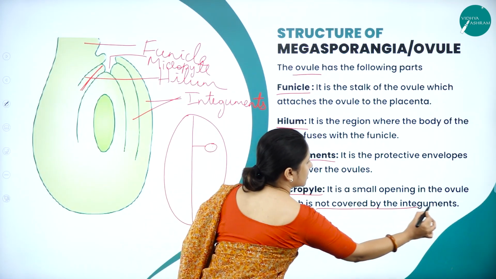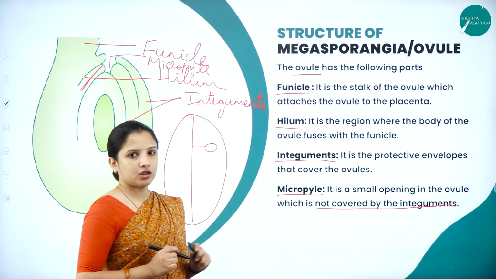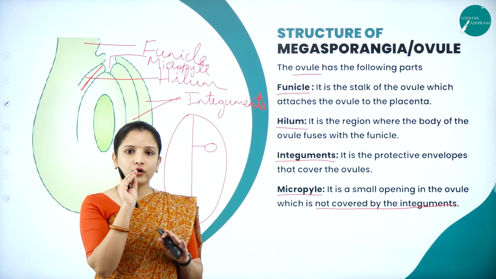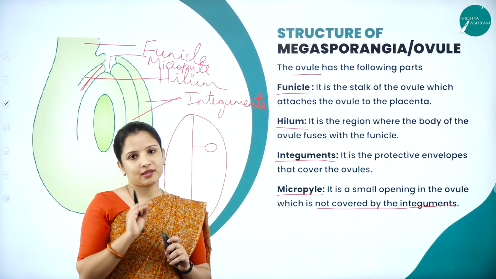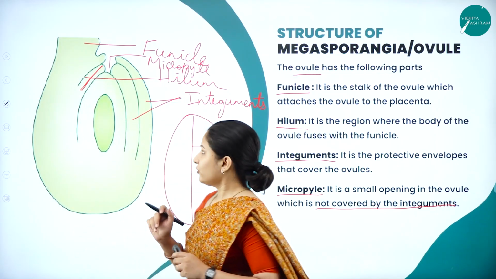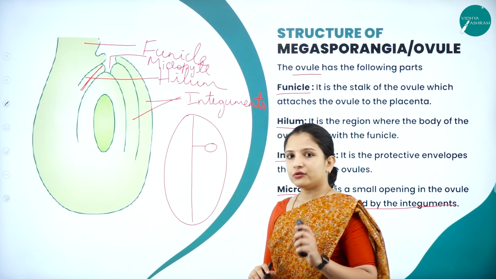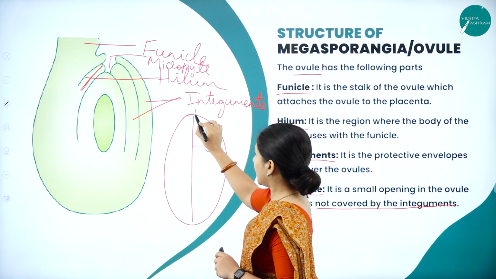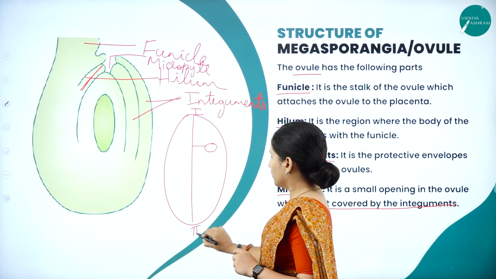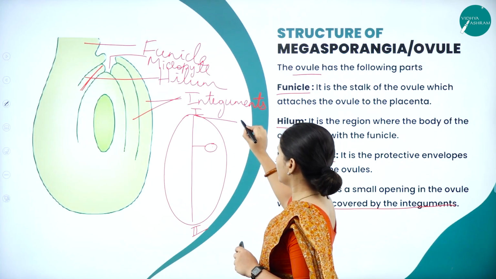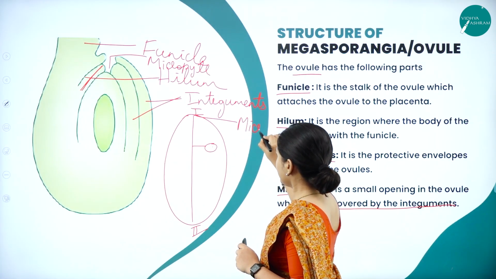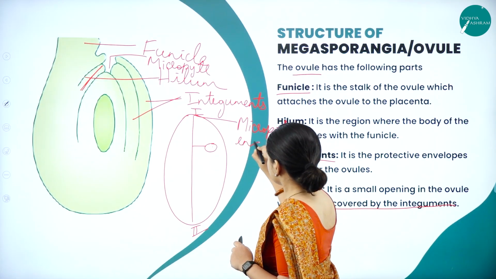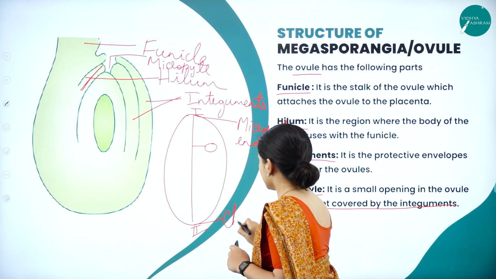So it is not covered by the integument. The region where the integuments don't cover the ovule, there is a small opening or a gap. That particular region is called the micropyle. So this is the micropyle. And also you have to remember that the ovule has two poles. This is one pole and this is the other pole. So here one end of the ovule is the micropylar end, and the other end is the chalazal end.